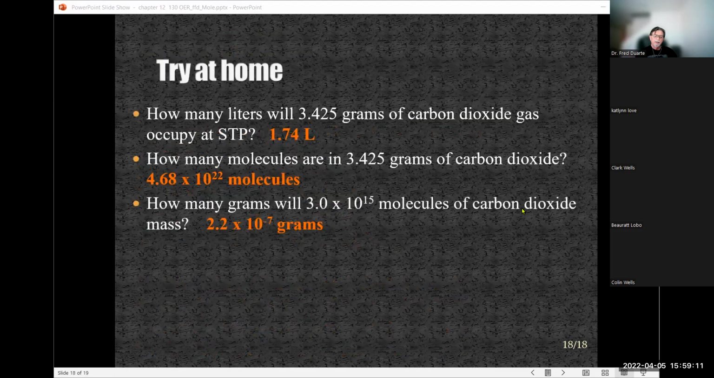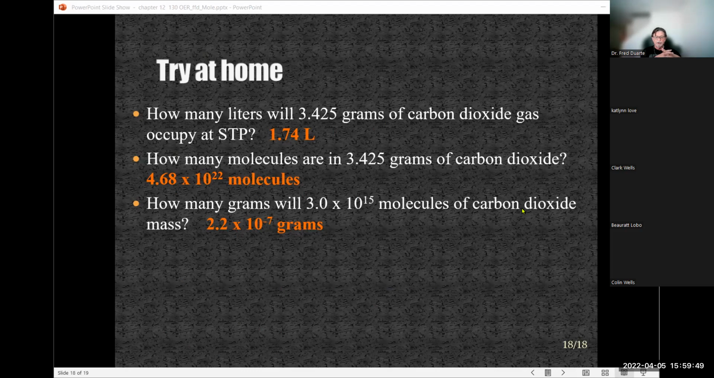So, all right, tell you what, try these at home. In fact, if you don't come up with these answers, Thursday is a good time. You can bring it in and we can go over it. So first one is, how many liters are occupied by 3.425 grams of carbon dioxide at STP? So if you have 3.425 grams of carbon dioxide and you are at STP, what volume would it occupy?